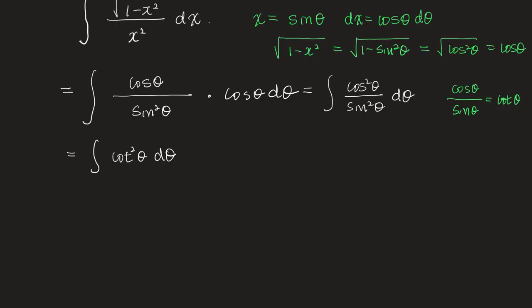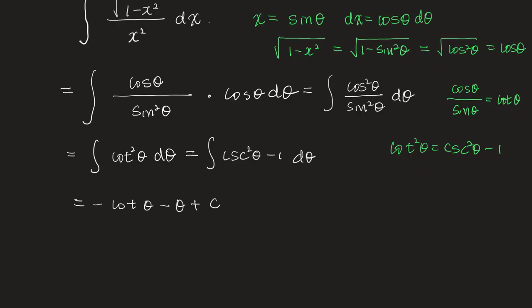Cotangent, the power is even, so you're going to change it using the identity. Cotangent squared theta is cosecant squared theta minus 1. So the integral of cosecant squared theta minus 1 d theta. What is the antiderivative of cosecant squared? That's going to be negative cotangent theta. And what is the antiderivative of negative 1? That's negative theta plus c.